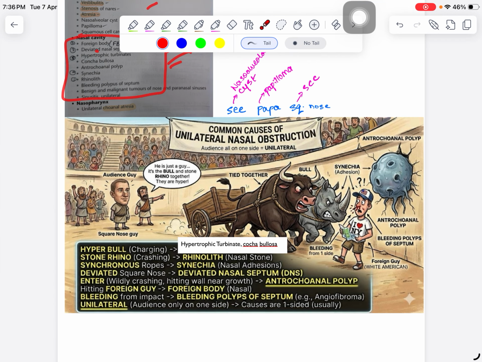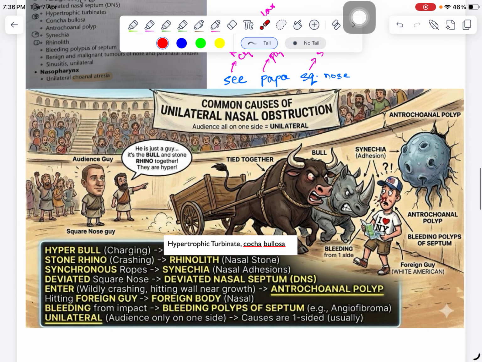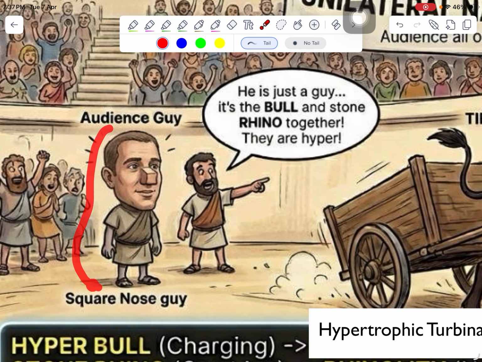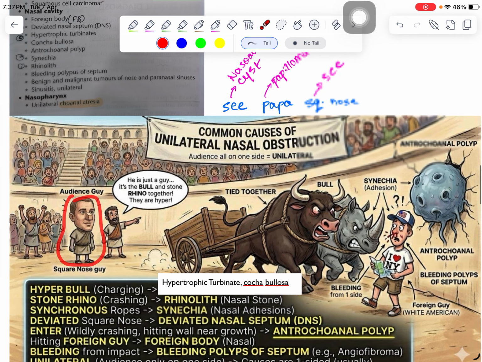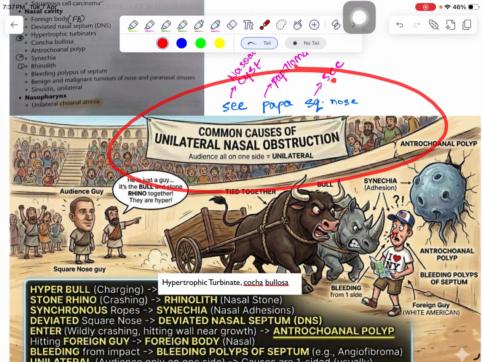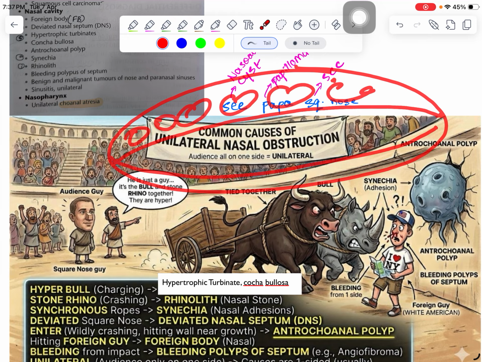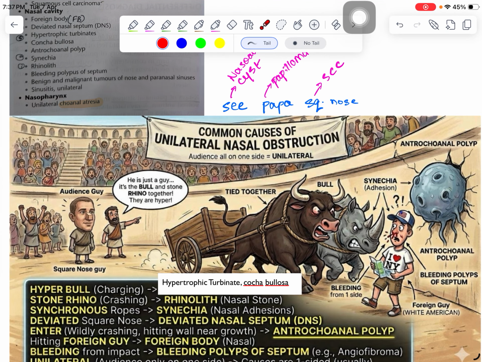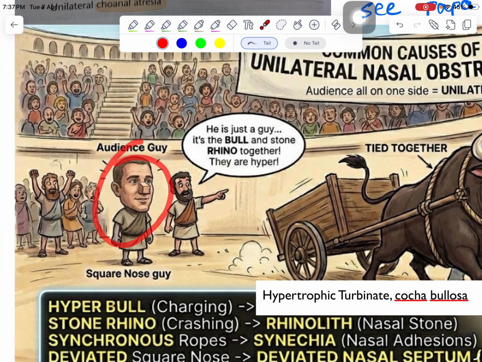I have made a pictorial memory hook here. See, let me tell you a story first. This is a square nosed guy. You see him? Right. This is an arena where it is round, and we have shown the picture of only one side. Here are the people sitting only on one side. On the other side of the frame, there are no people. So from this you can remember the unilateral nasal obstruction causes. Now in this arena, we have this square nosed guy, weird looking guy.